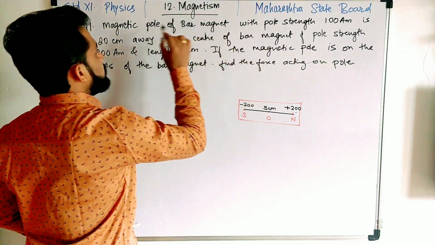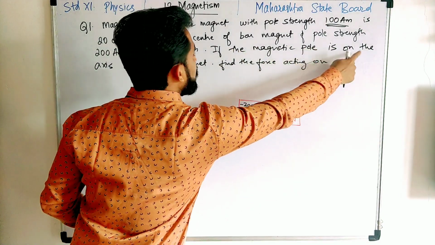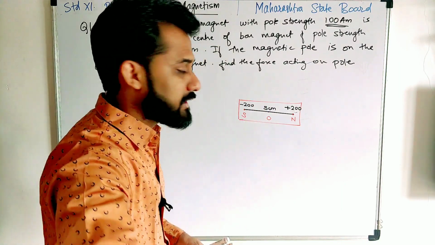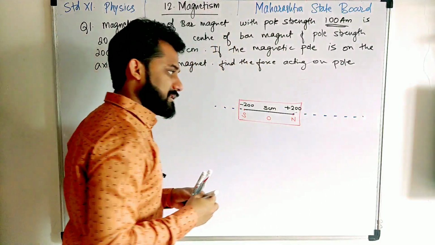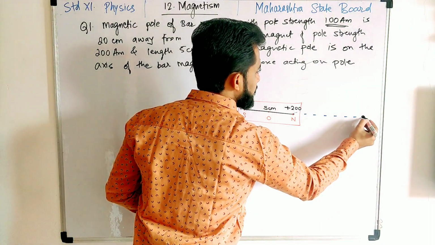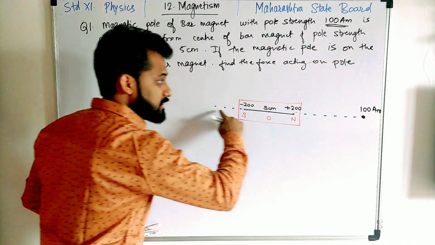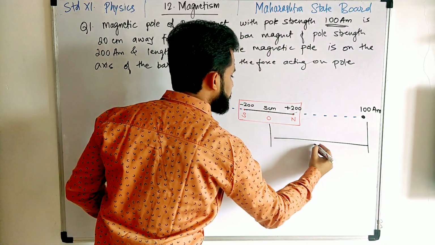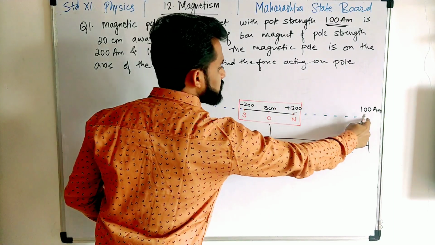The pole given in the question, which is 100 ampere meter, is on the axis of the bar magnet. This is the bar magnet, and this is called the axis. On the axis of the bar magnet, the pole is present. Let us say this is that magnetic pole, 100 ampere meter, at a distance of 20 centimeters. What is the force acting on this pole?